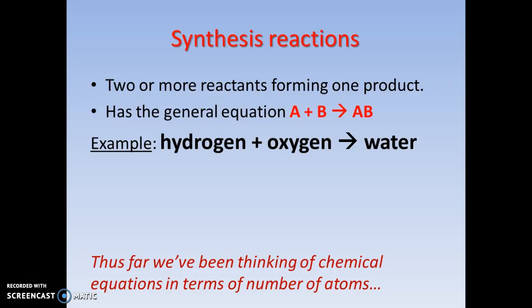So we start with synthesis, and you can see in red we've got this general equation for synthesis. A plus B is going to form AB. So with synthesis, we're getting one product from 2 or more reactants. And you might see it called combination. So the example used was hydrogen and oxygen forming water. That's a synthesis reaction because we have 2 reactants, hydrogen and oxygen, forming one product, water.